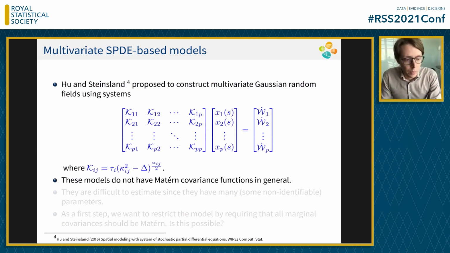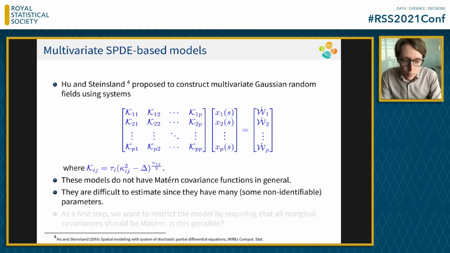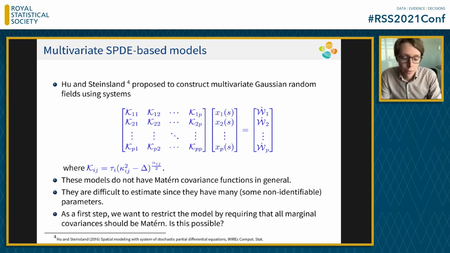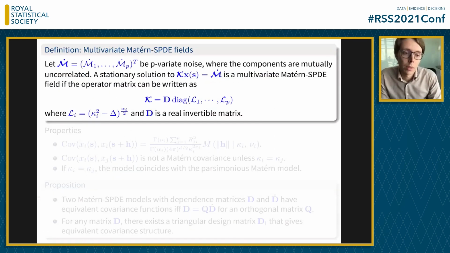Now the problem with this is that this is a very flexible class of Gaussian random field models, but they do not actually have Matérn covariance functions in general. They're in fact a bit difficult to work with because they have a lot of parameters, and some of these parameters are actually not identifiable. So as a first step, we wanted to see if we can come up with some kind of subclass of models of this type by requiring that all marginal covariances should be of Matérn type. So this was the first question that we wanted to answer. And it turns out that this works.